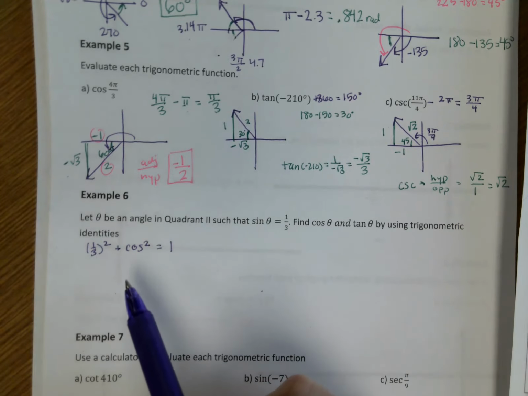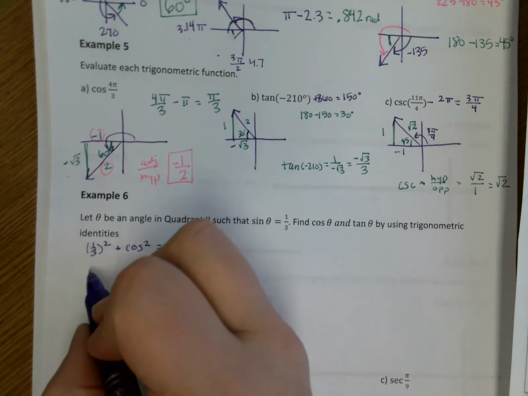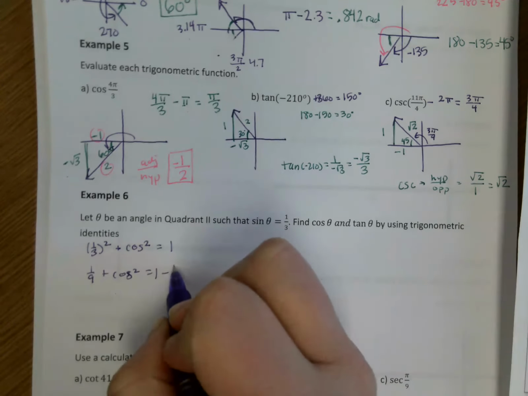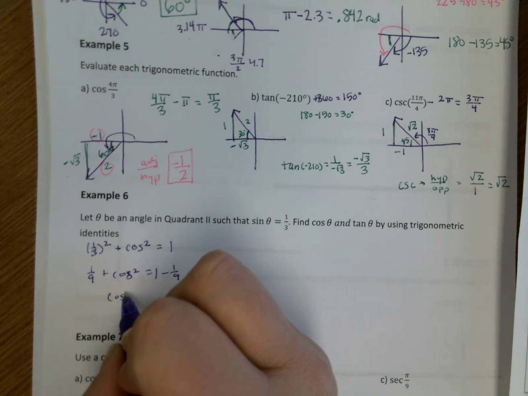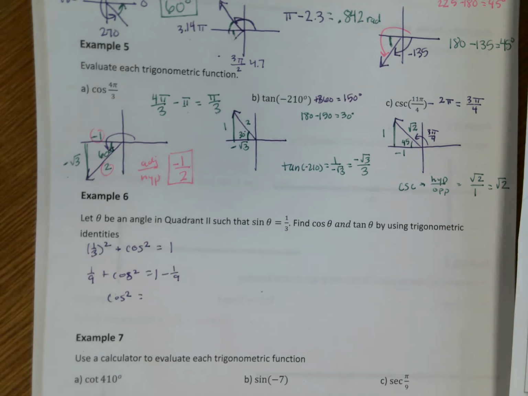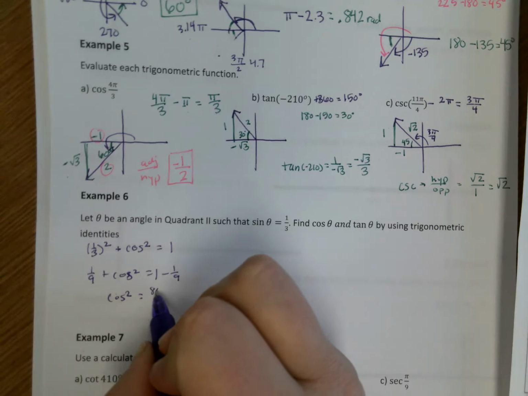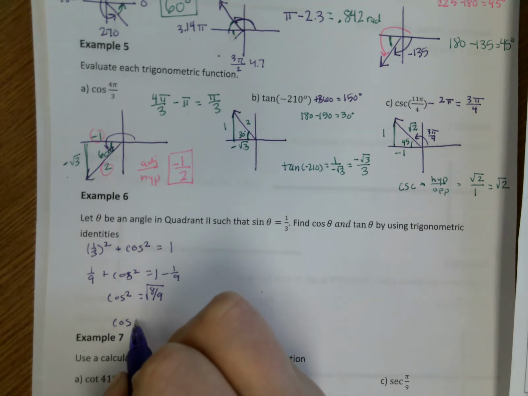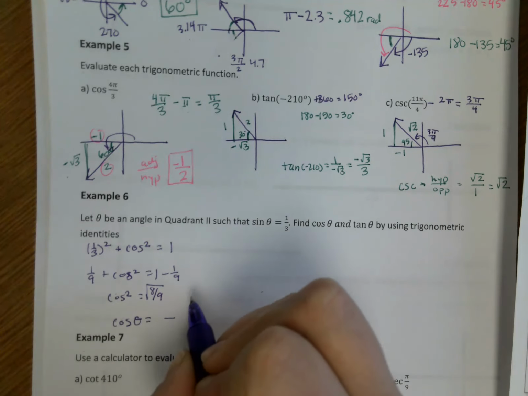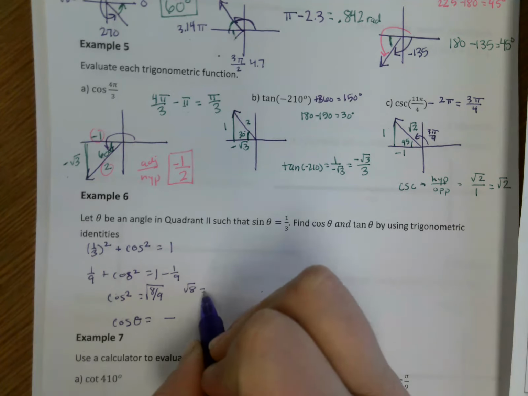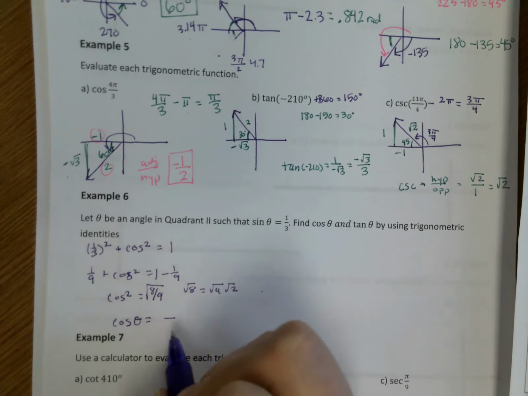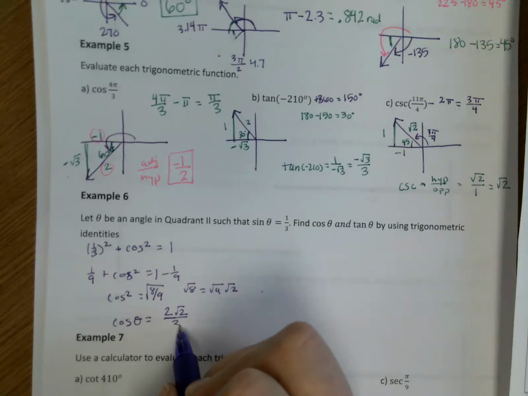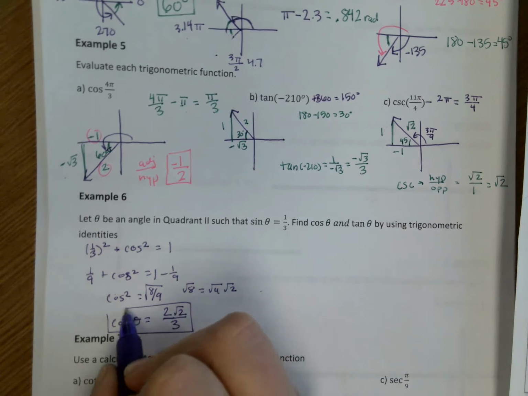Now I can solve this equation. So this becomes 1/9, because that squared is 1/9. And when I'm solving this, I want to subtract that 1/9 over. So cosine squared would be equal to 8/9. And when I take the square root of that, I need to simplify. So my cosine theta is going to be equal to the square root of 8, which is the same thing as the square root of 4 times the square root of 2. So this is where this 2 square root 2 comes from. And the square root of 9 is 3. So this right here is my final answer for cosine.